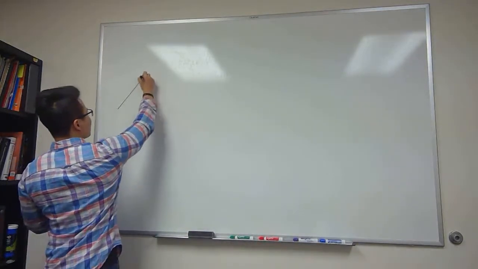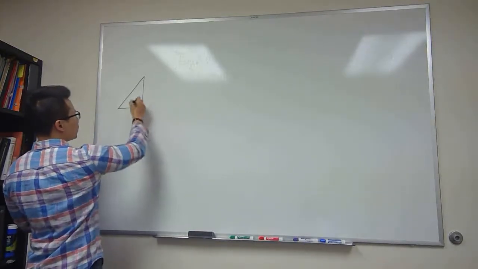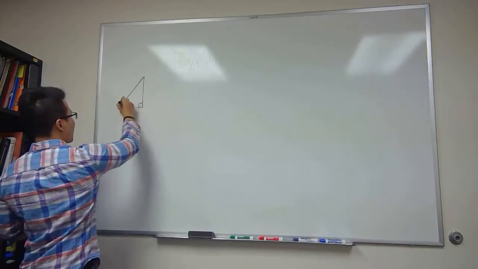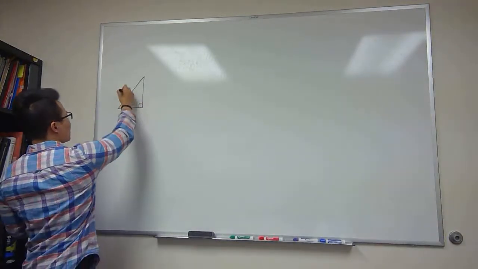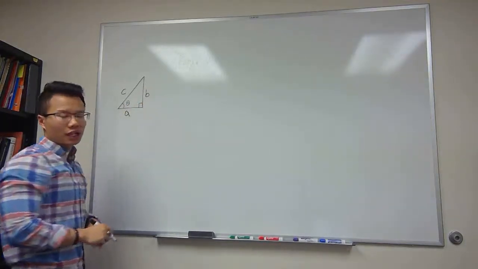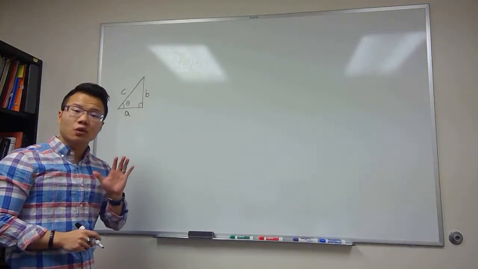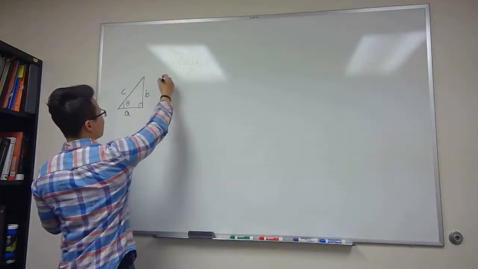We're trying to get a right triangle here with a 90 degree angle. Then we have a theta, which is the angle we want to find out. Then we have lengths C, A, and B. There are totally 6 trigonometry functions, and I'm going to write them down here for you.